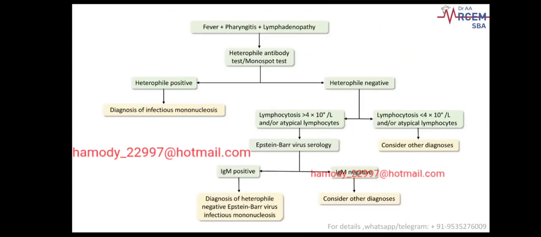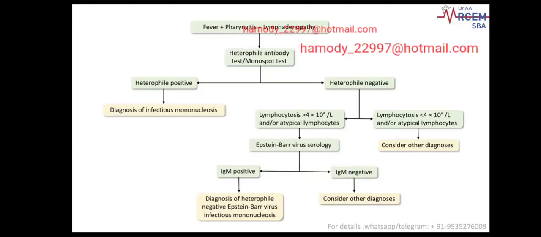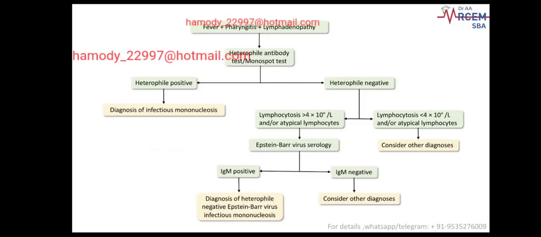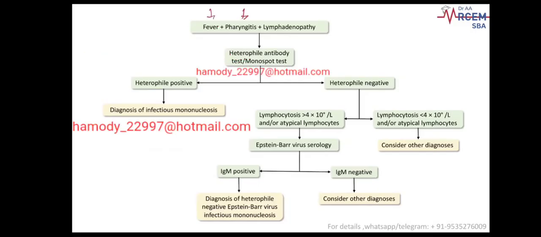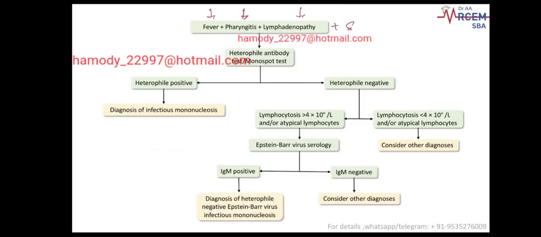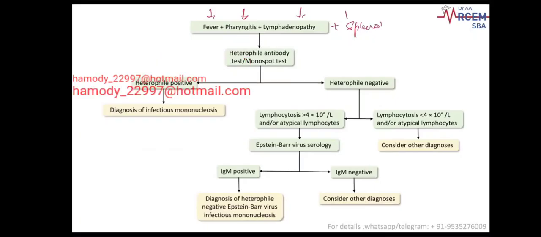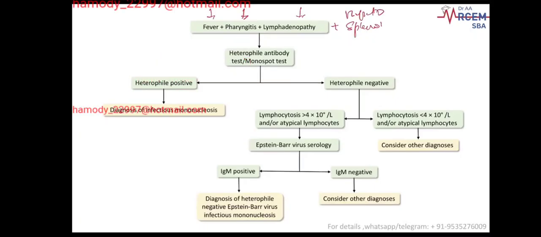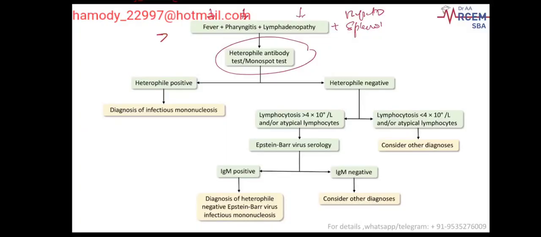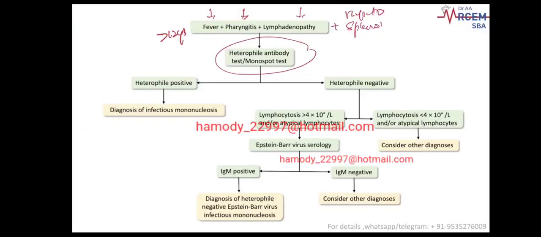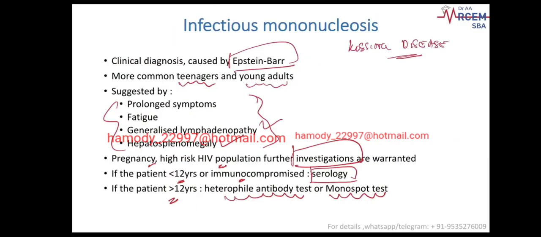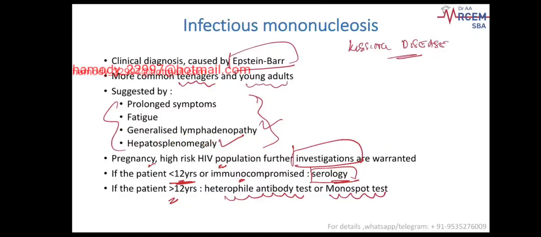So what will we be doing? Remember, heterophile antibody test is also known as monospot test, is also known as Paul Bunnell's test, all mean one and the same. So first you need to suspect someone who has pharyngitis, fever, and lymphadenopathy, you can add hepatosplenomegaly. Someone having these symptoms, what do you do? You directly go, at more than 12 years, I'm talking about. Less than 12 years, you directly go for serology. Don't forget, less than 12 years, you're going directly with serology.